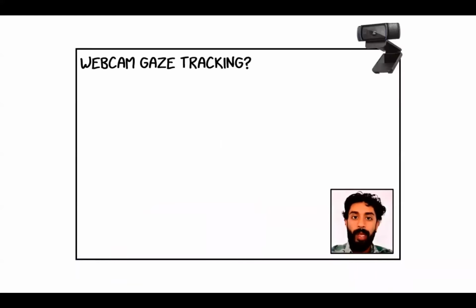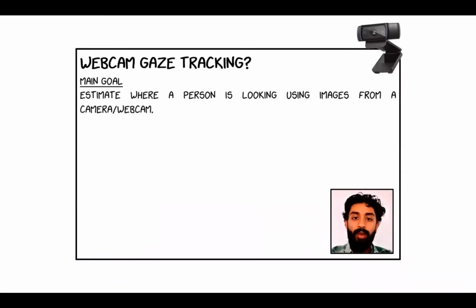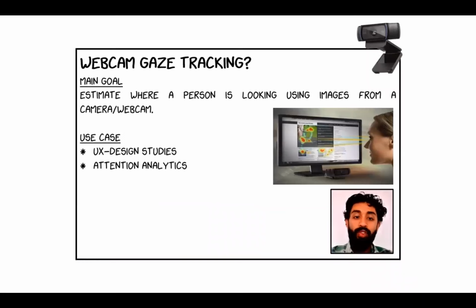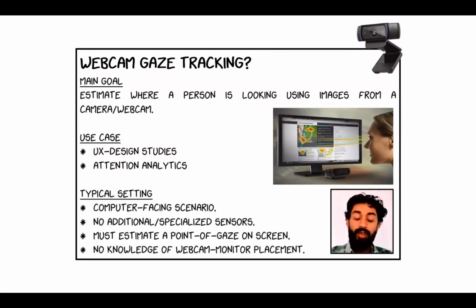So here's a short introduction about what webcam gaze tracking actually is. The main goal is to estimate where a person is looking using only the images obtained from a webcam or a camera. The main use cases of such technologies can include UX studies or attention analytics, where we want to know where the user of a computer is looking on the screen. The typical settings of the use of such technology can include computer-facing scenarios, as I just mentioned, and usually no additional or specialized sensors are available, for example, no infrared cameras or eye trackers. And the goal is to estimate the point of gaze on the screen.